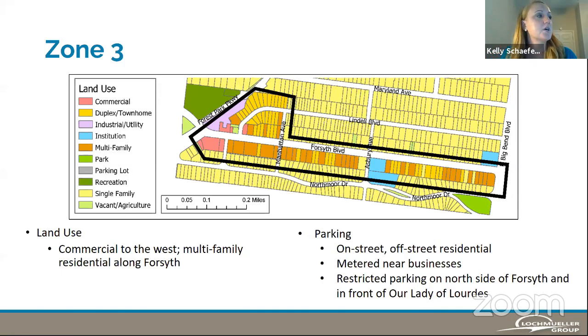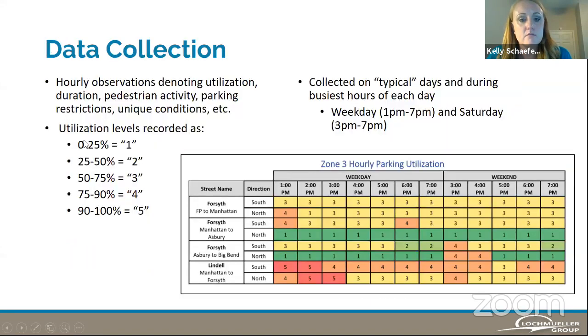And Zone 3. So located along Forsyth from Forest Park to Big Bend. The western portion of Lindell was also included. This area has mostly multifamily with some commercial to the west. And parking is on and off street for these land uses. And over by Lindell, there is some restricted parking for the cafe and those streets.